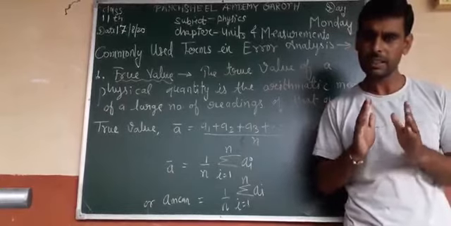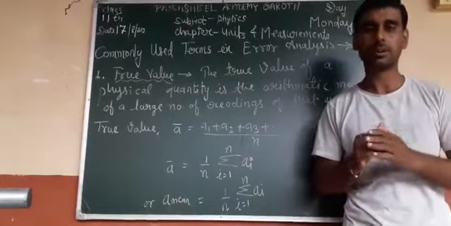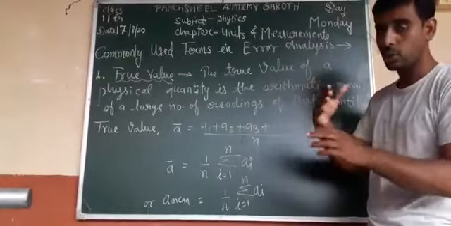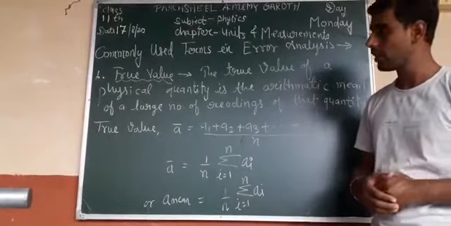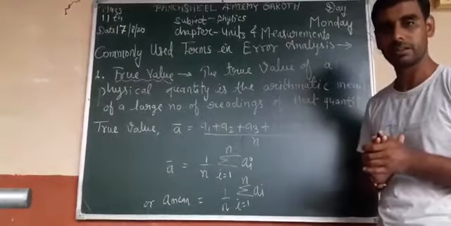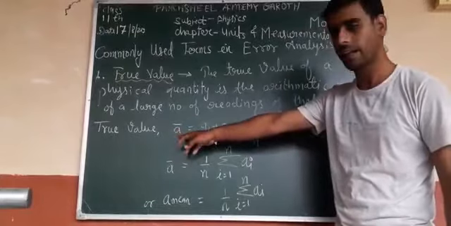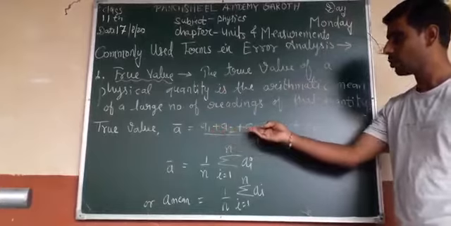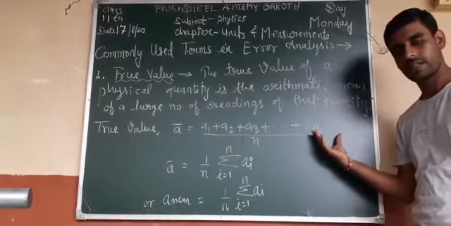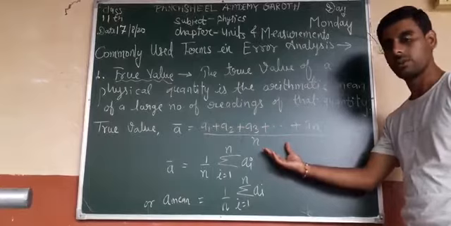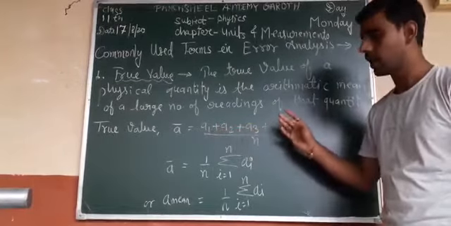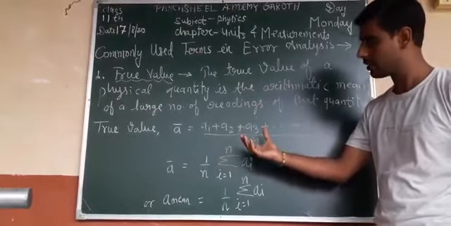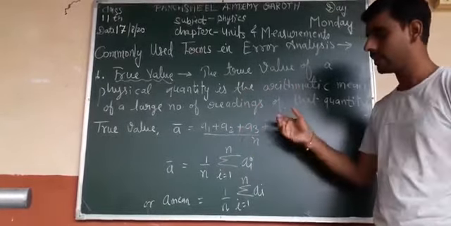Then what is the true value of the diameter? उस diameter की true value क्या होगी? आपके पास में बहुत सारी value आई है. Then what is the true value of that quantity? So we take the average, the arithmetic mean. So the true value is: A bar, meaning A average, equals A1 plus A2 plus A3 plus ... AN upon N. Here A1, A2, A3 are the readings, and we find their average.